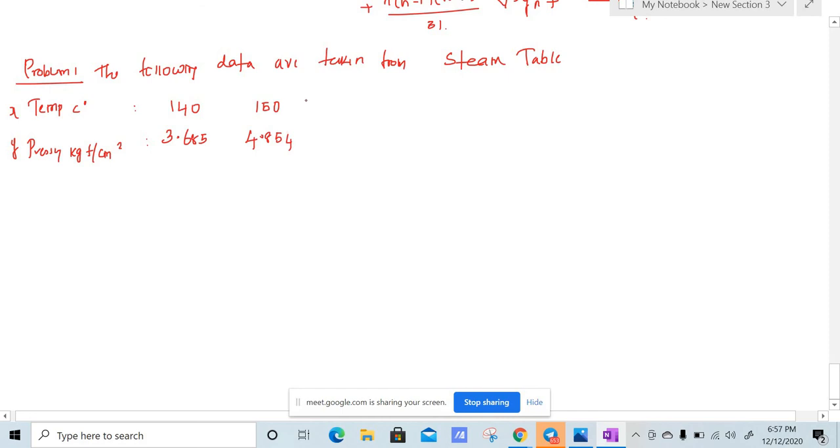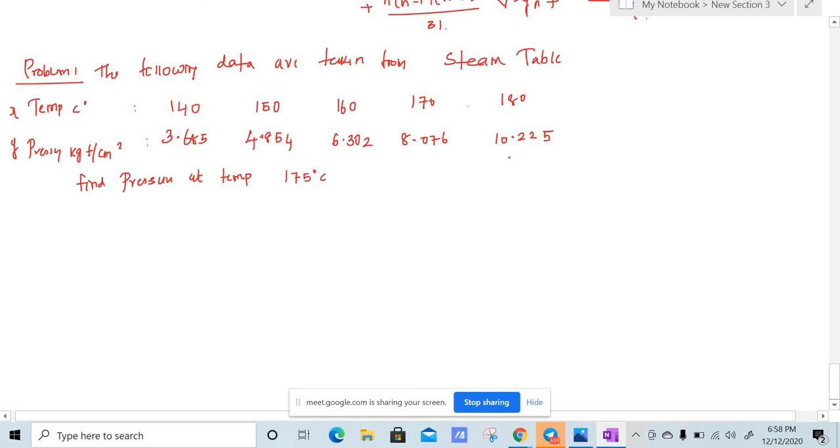So 4.854, and for 160 it is 3.602, and for 170 it is 8.076, and for 180 it is 10.225. So we need to find the pressure at temperature 175 degrees Celsius.